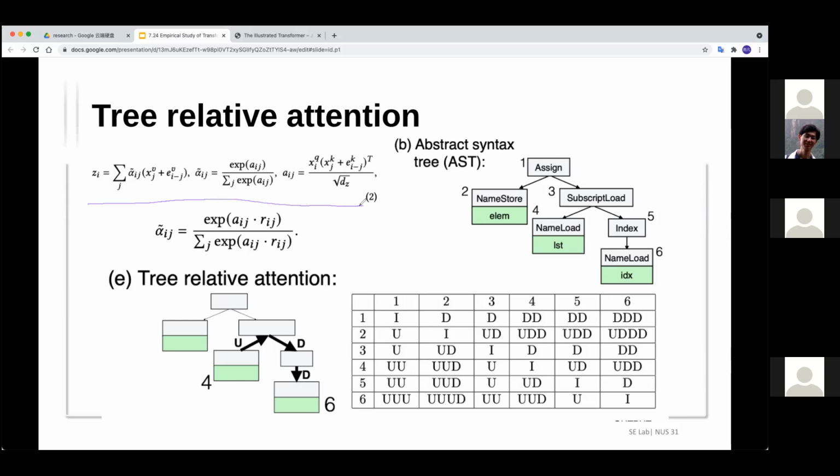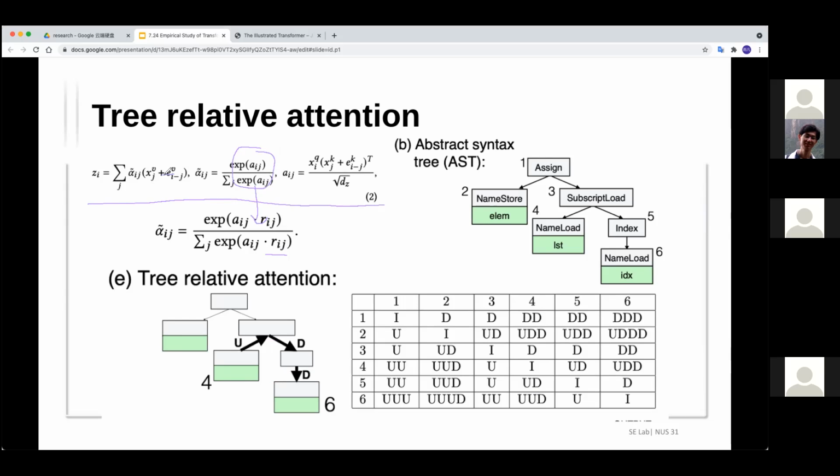This is what we have talked about. Here he just changed this and multiplied with a new scalar number, just like a temperature, right? Yeah, I was thinking that. But now my question comes to how do they calculate E_{i-j} and R_{ij}?